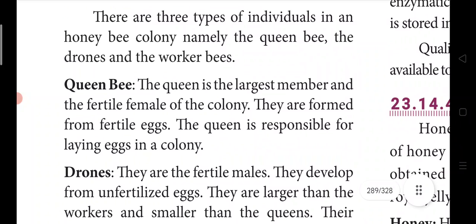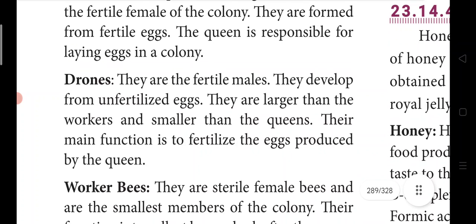So what is the role of the queen bee, drone, and worker? The queen bee is the largest member and the fertile female of the colony, which means only she is fertile, producing the eggs. They are formed from fertile eggs. The queen is responsible for laying eggs in the colony. So she is responsible only for laying eggs. Drones: colony means the beehive, that is what they call the colony. Drones are fertile males. So all of them are males, while the queen bee is female. They develop from unfertilized eggs.